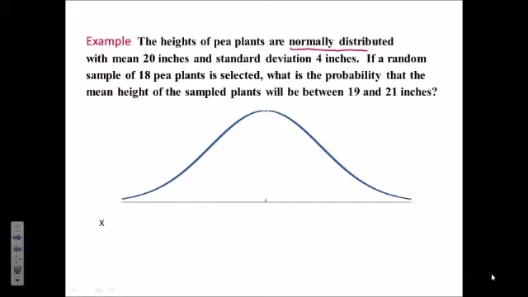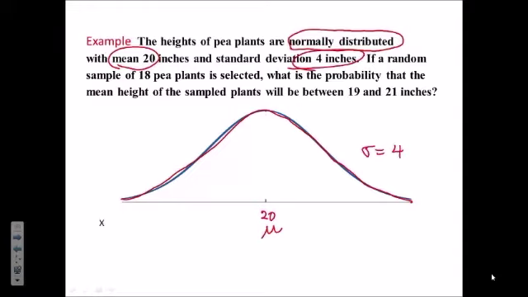Well, we have a normal distribution, so we make a bell curve. And we have the mean is 20 inches, the mean of the plants. Standard deviation is 4 inches. And that would be our picture for the individual plants.